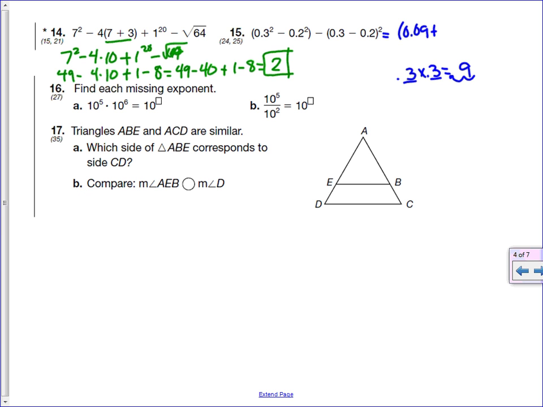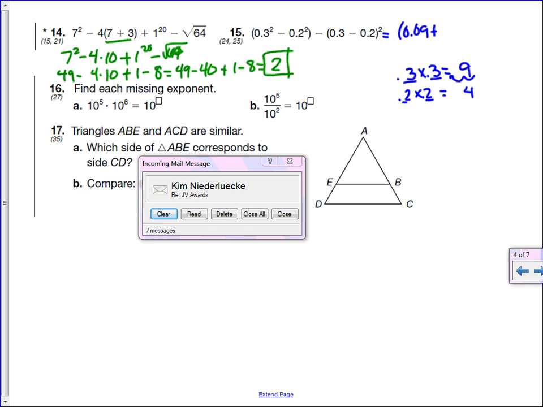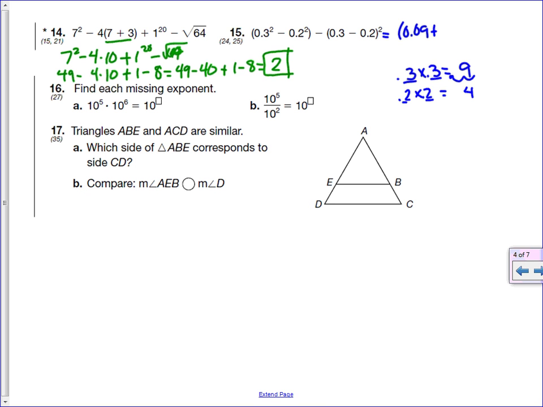And then 0.2 squared, 2 times 2 is 4, but they're really point and point, so I've ignored 2 decimal places. So 1, 2 places over, so it's really 0.04. And then 0.3 minus 0.2 is 0.1. So now I'm going to do the inside parentheses here. 0.09 plus 0.04 is 0.13.